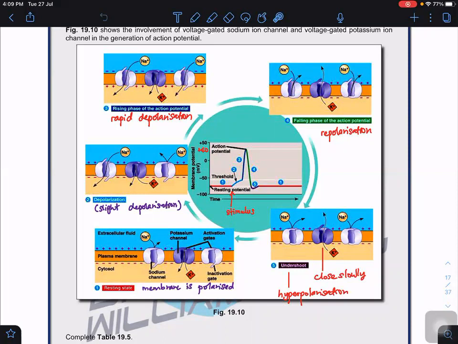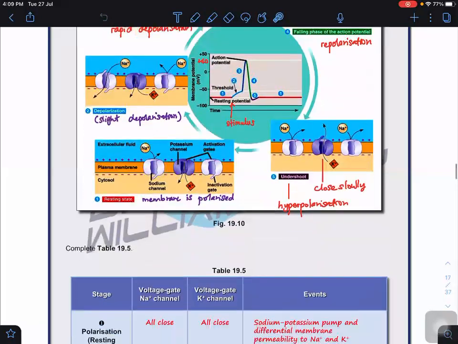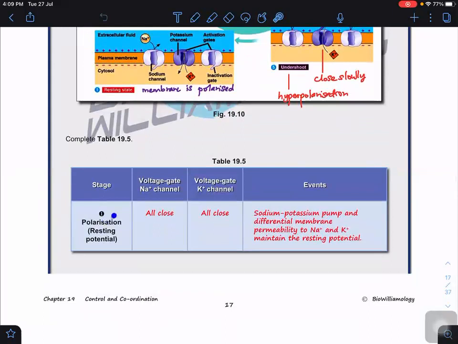So that completes one cycle of this generation of action potential. Clear? Now look at this, the first part, polarization, which is the resting potential at -65. You can add in here -65 millivolts.